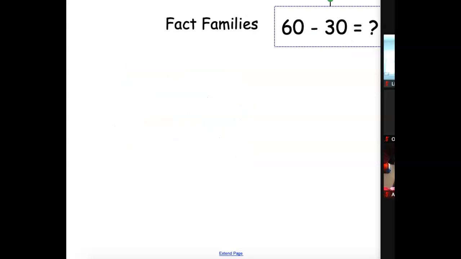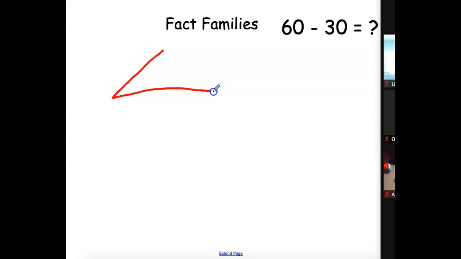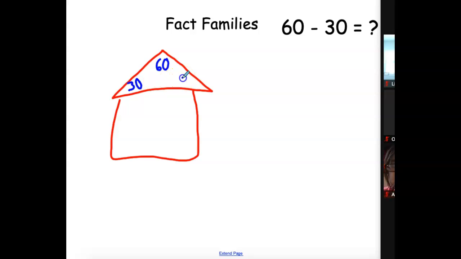Our next strategy is fact families. Look over here. Our fact family has 3 numbers, and they don't let anybody in, and they don't let anybody out. So 60 is my big whole number. 30 is one of our parts, and we're missing the other part.